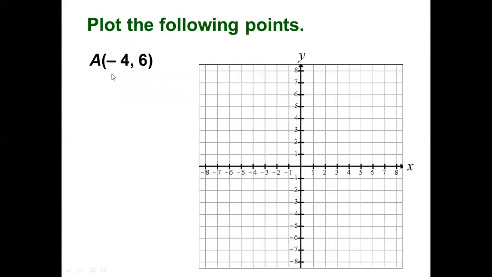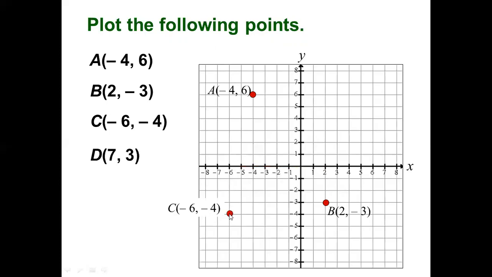If you give me -4 and 6, I'm going to look for -4 on the x-axis, and 6 is up. So the point is -4 and 6. 2 and -3: I'm going to look for 2 on the x-axis first, and then go down -3. So the point is 2 and -3. -6 and -4: I'm going to take -6 and then -4. So this is my coordinate point.